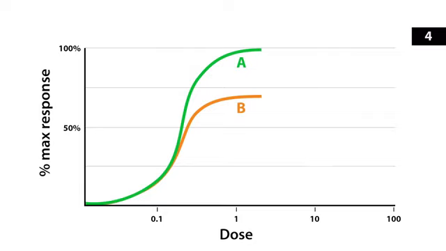Maybe drug A is able to lower the blood pressure a maximum of 20 points, but drug B can only lower the blood pressure by 14 points at most. So we would say that drug A has a greater efficacy than drug B.